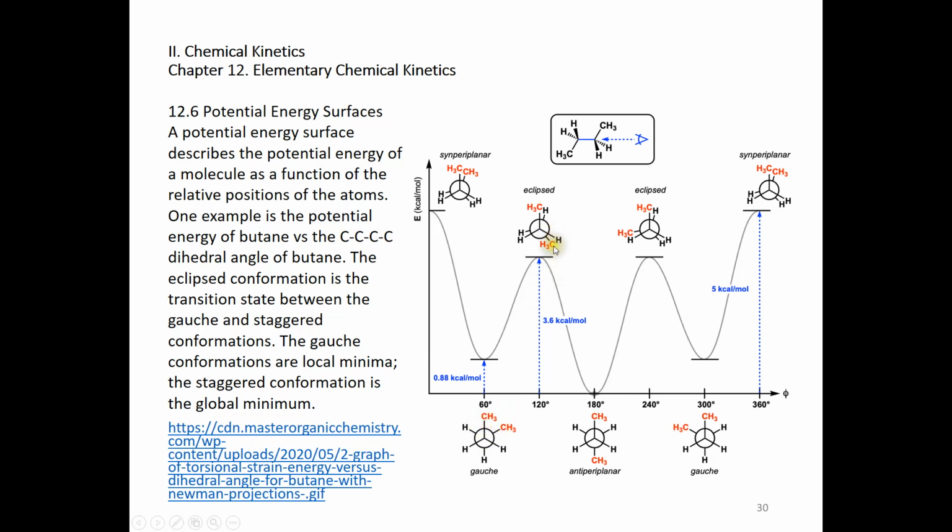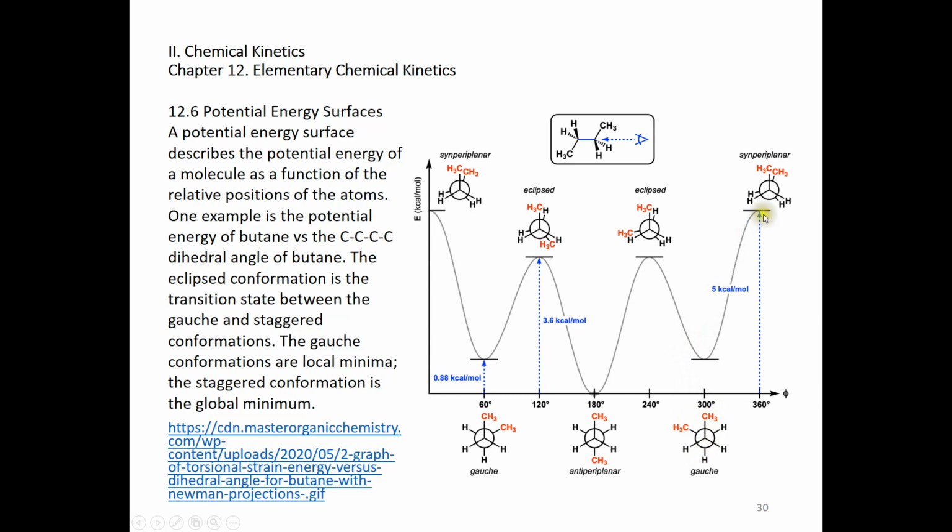And here we have the so-called eclipsed conformation. We have this H, CH3 and this H with the same angle. And due to the repulsion, we have higher energy here. And then now here we have this so-called anti-periplanar conformation. The two CH3 groups are opposite to each other. And now we have another eclipsed conformation with higher energy, and this one with lower energy is called gauche conformation.